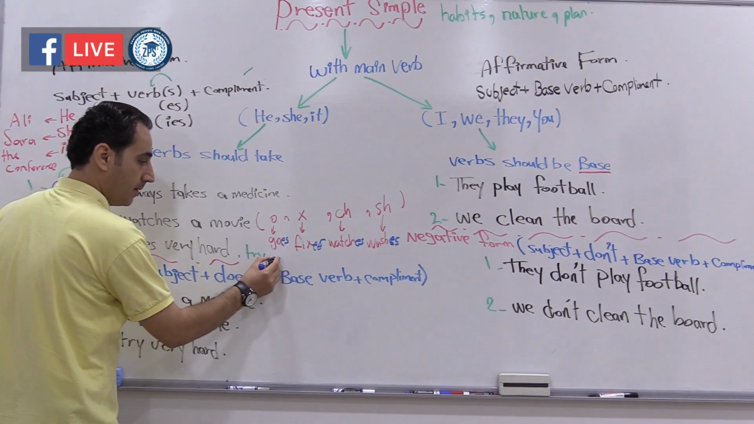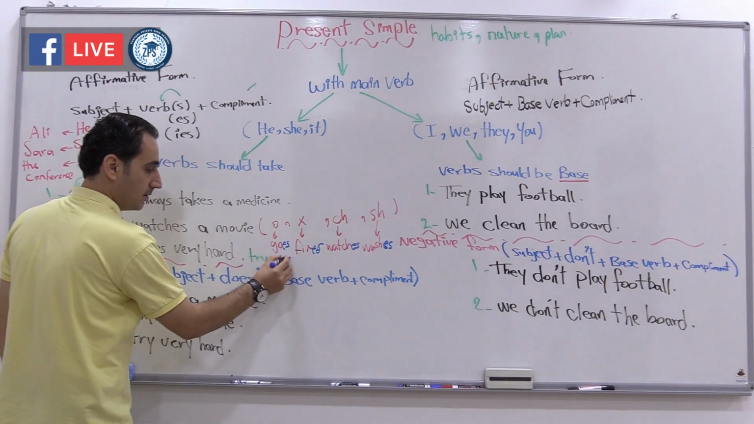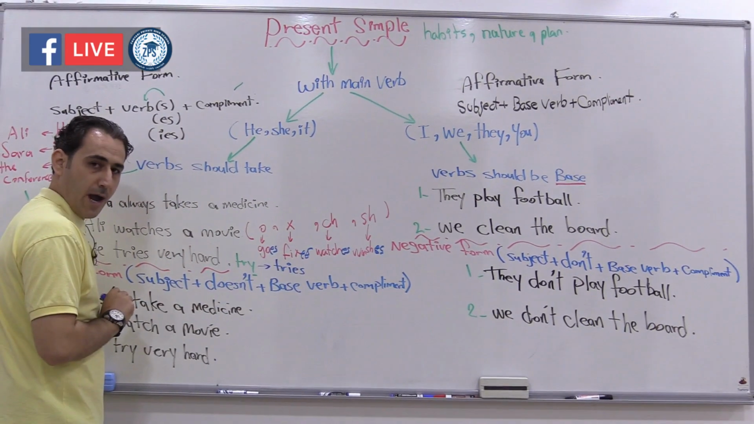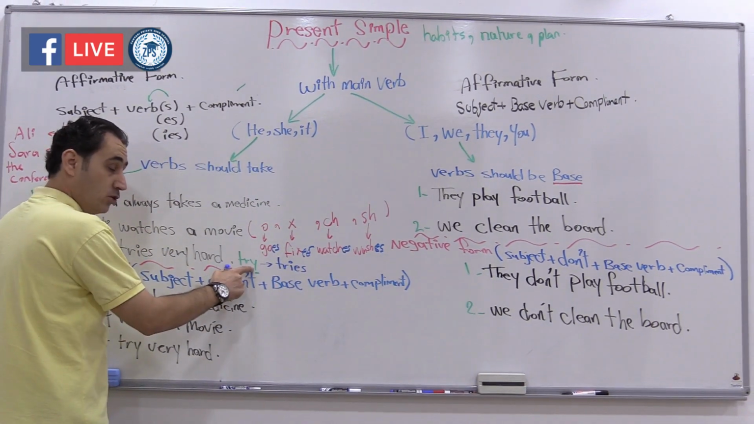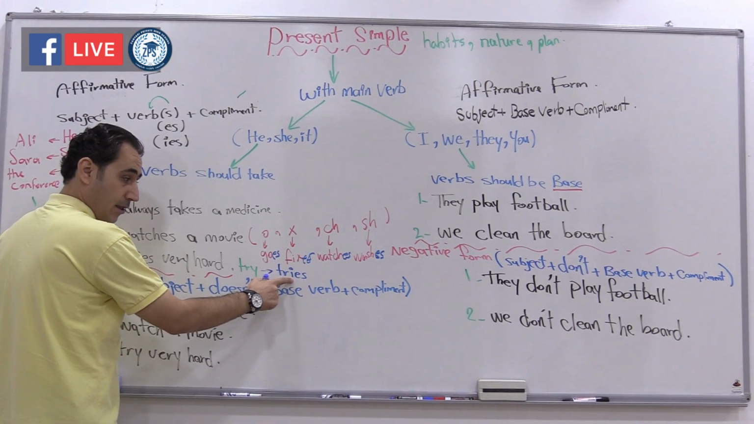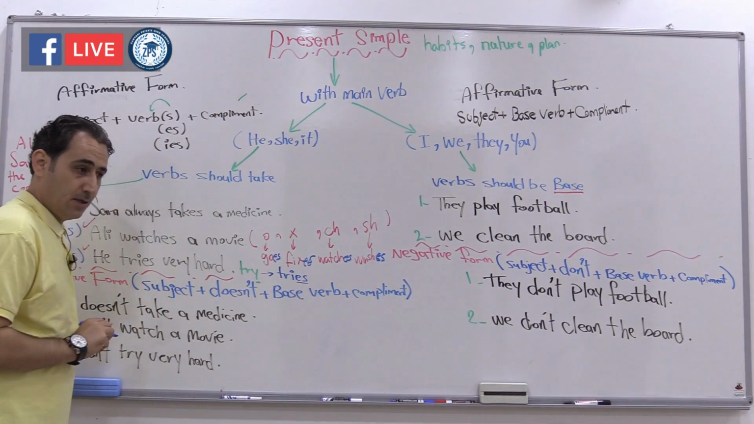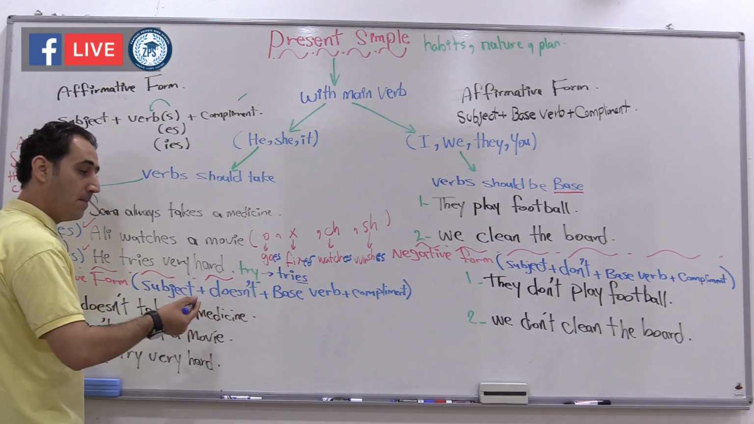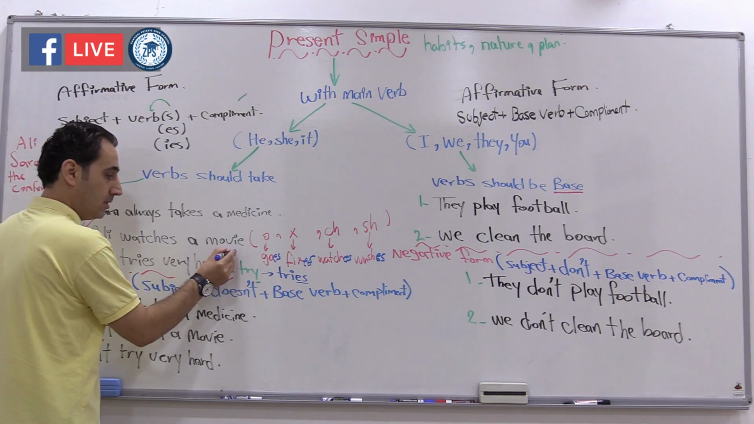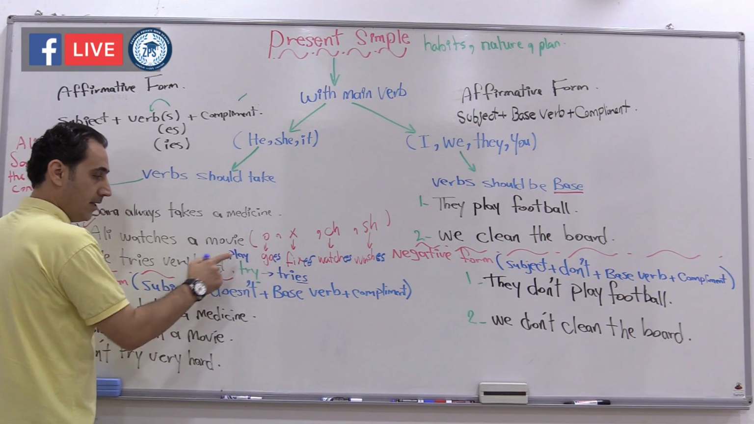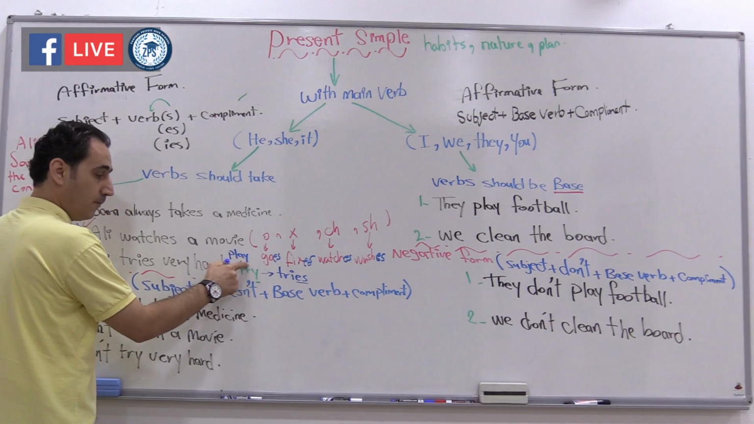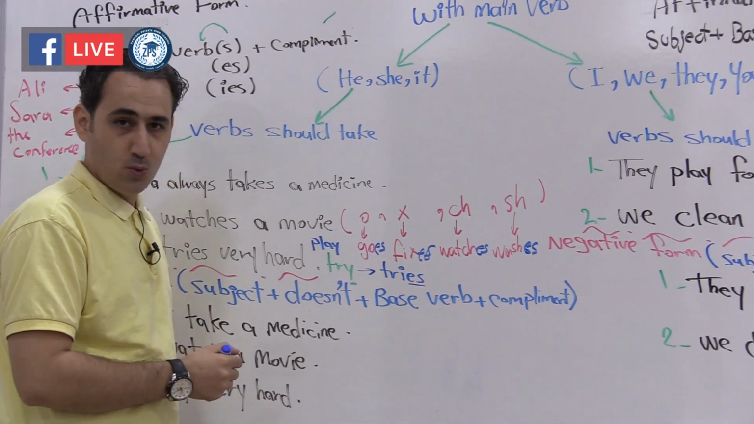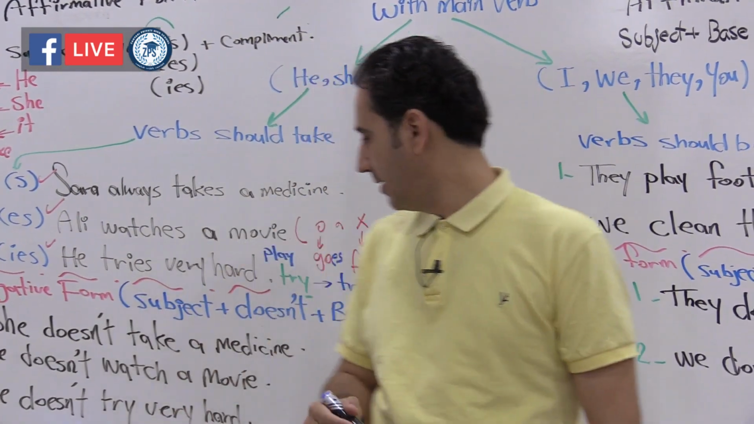Okay? Then put ES. So try becomes tries. We should change Y into I, then add ES. Maybe you ask, Mister, what about play? There's a Y at the end of play. Can we make Y into I, then ES? No, it's not correct.